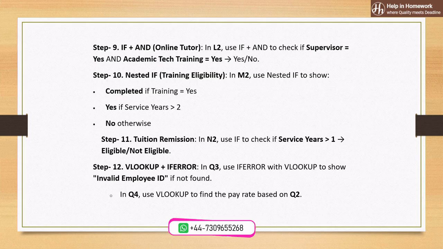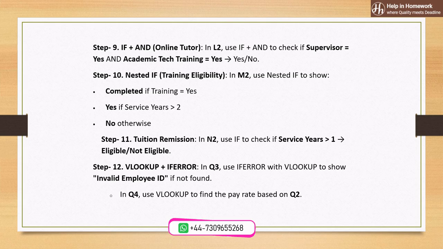Step 10. Nested IF: training eligibility in M2, use nested IF to show Completed if training equals yes, Yes if service years is 2, and No otherwise. Step 11. Tuition remission: in N2, use IF to check if service years is 1, eligible/not eligible.